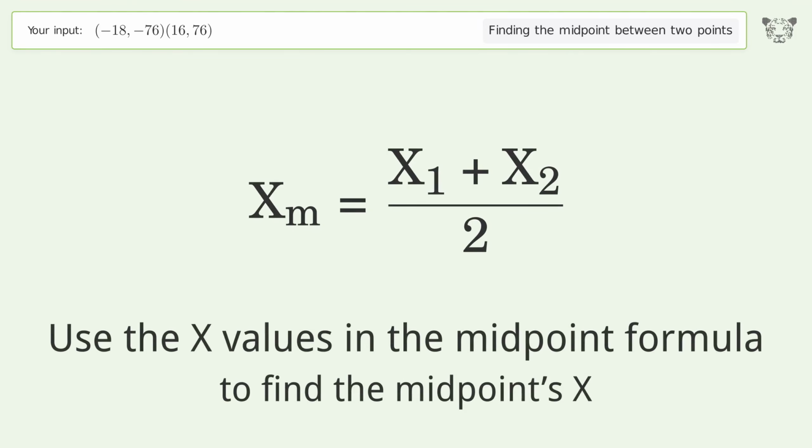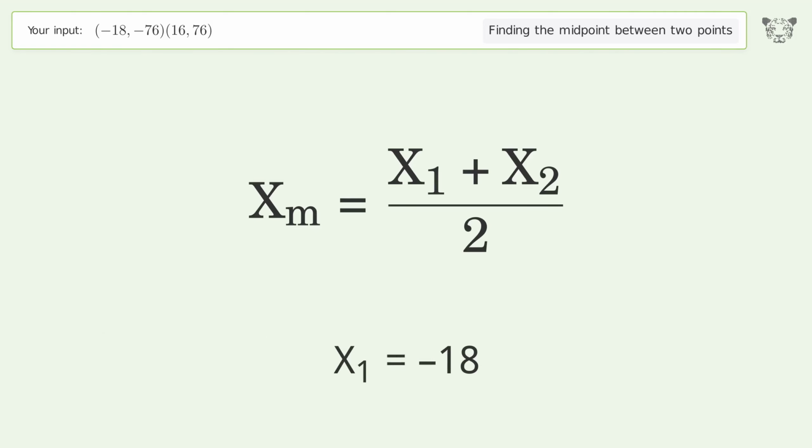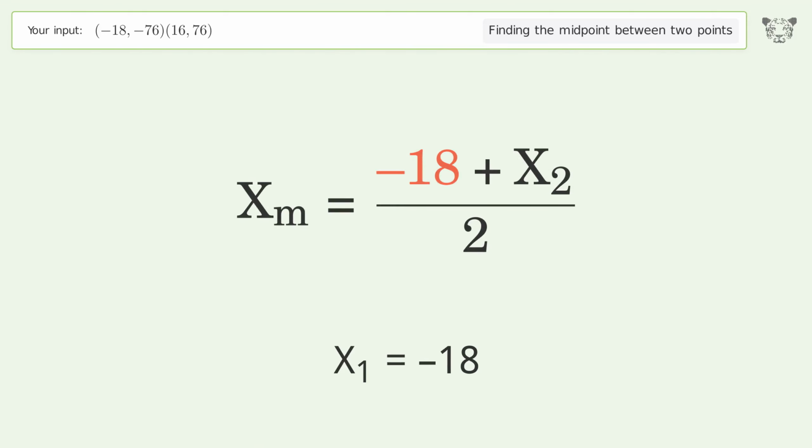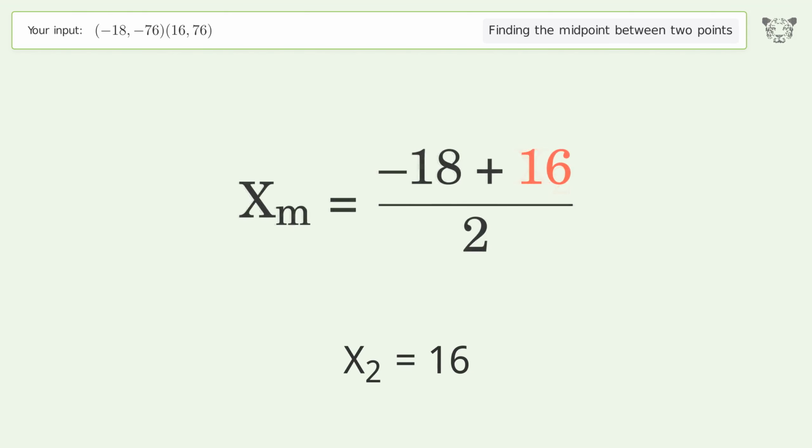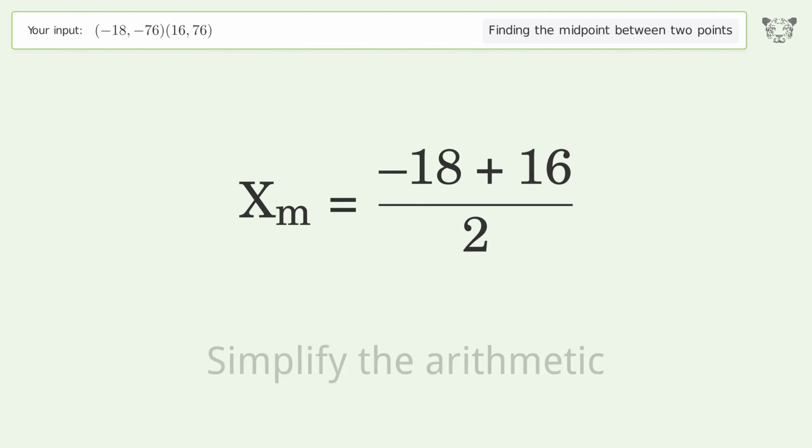Use the x values in the midpoint formula to find the midpoint's x. x1 equals -18. x2 equals 16. Simplify the arithmetic.